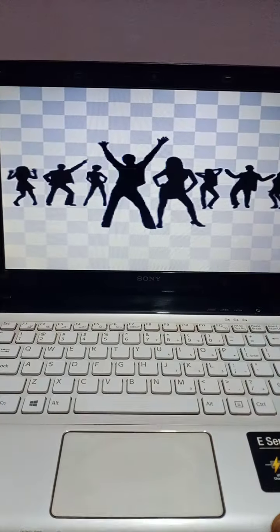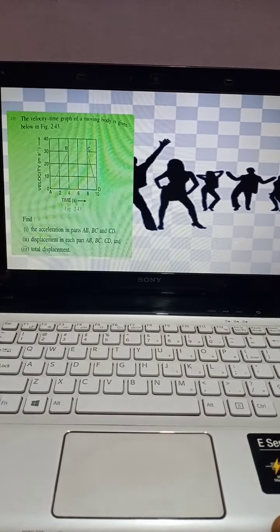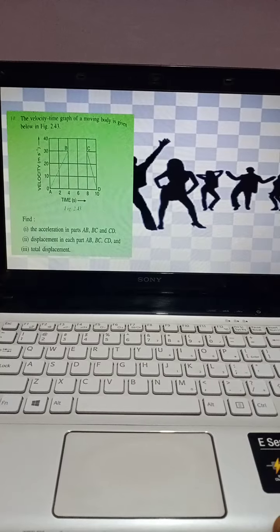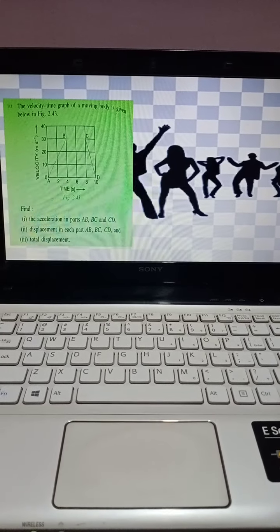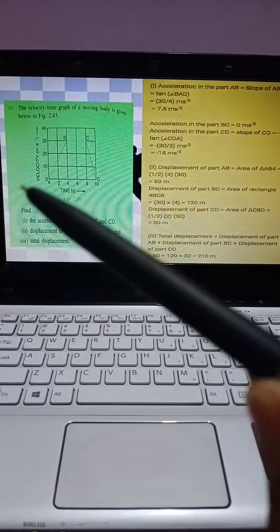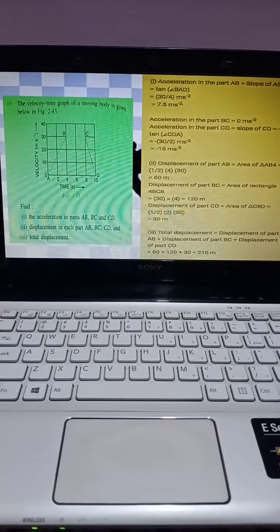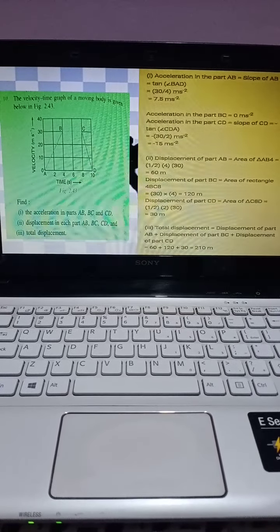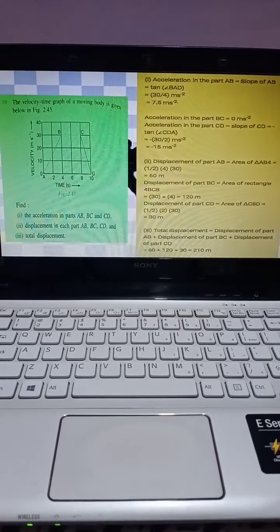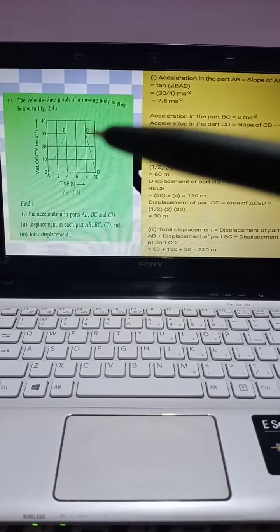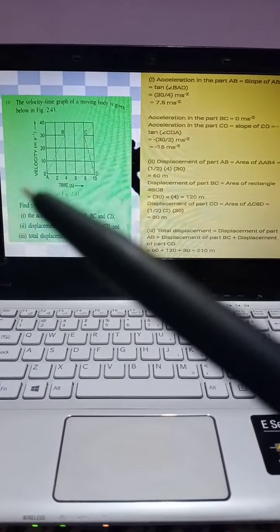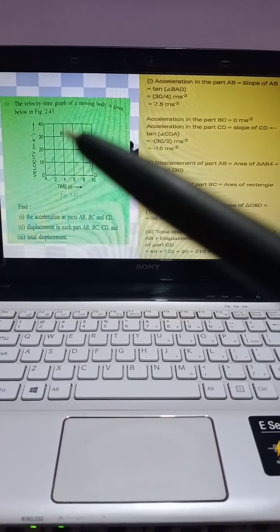Then the next question. Again a velocity time graph is given and you have to find the acceleration in every part. This velocity time graph goes from A to B, then BC, and then CD. For every part we are going to find the acceleration. To find the acceleration, we have to find the slope of AB, then BC, and then CD.